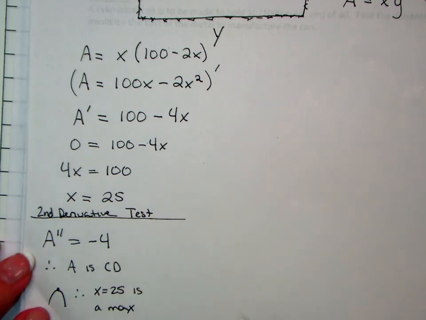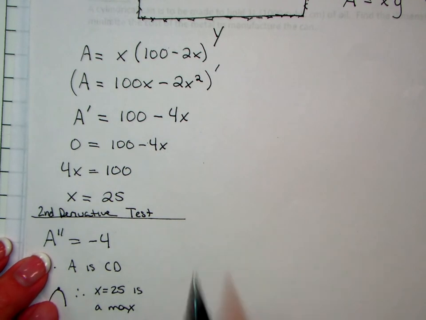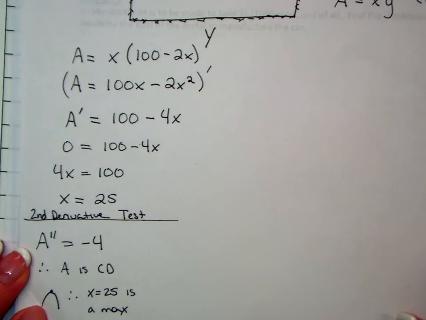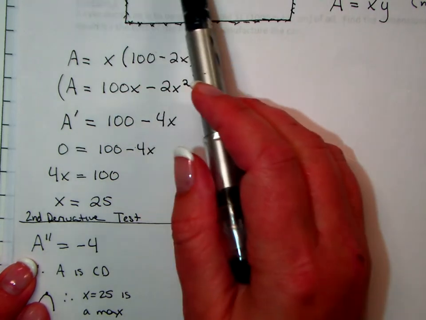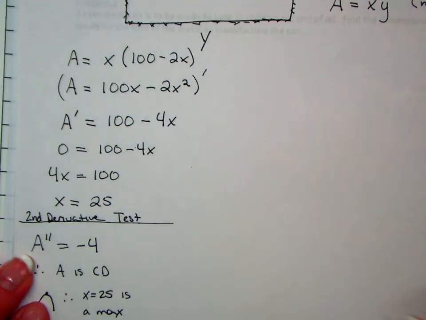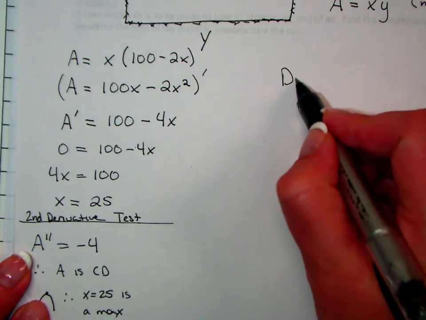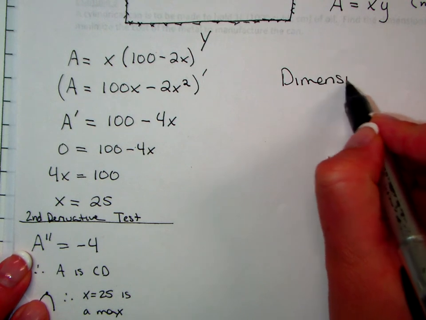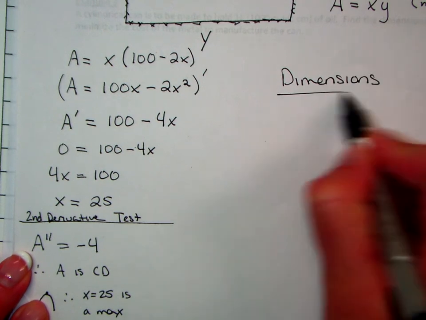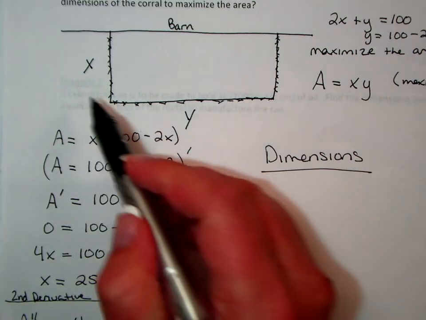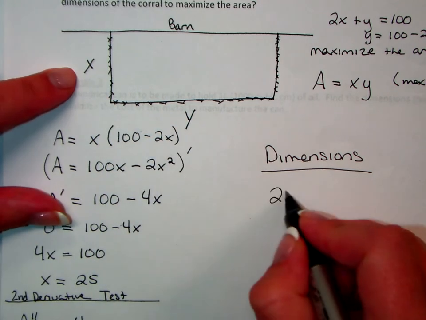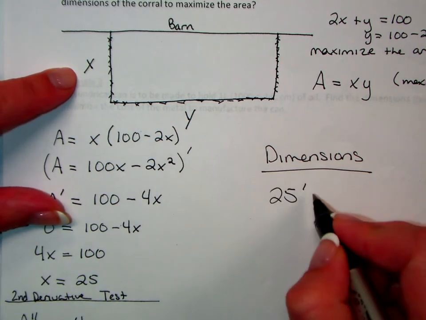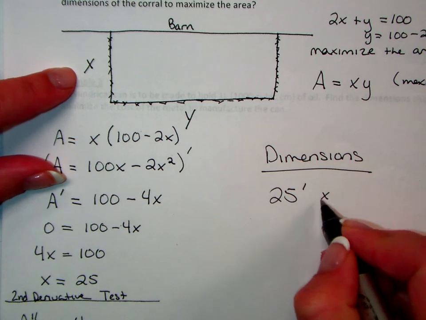So I have x equals 25. I have an answer, but did I answer the question? The question was, what are the dimensions of the corral to maximize the area? So the dimensions are... obviously x is 25, so we have 25 here. What do we have here? 25 feet by what?